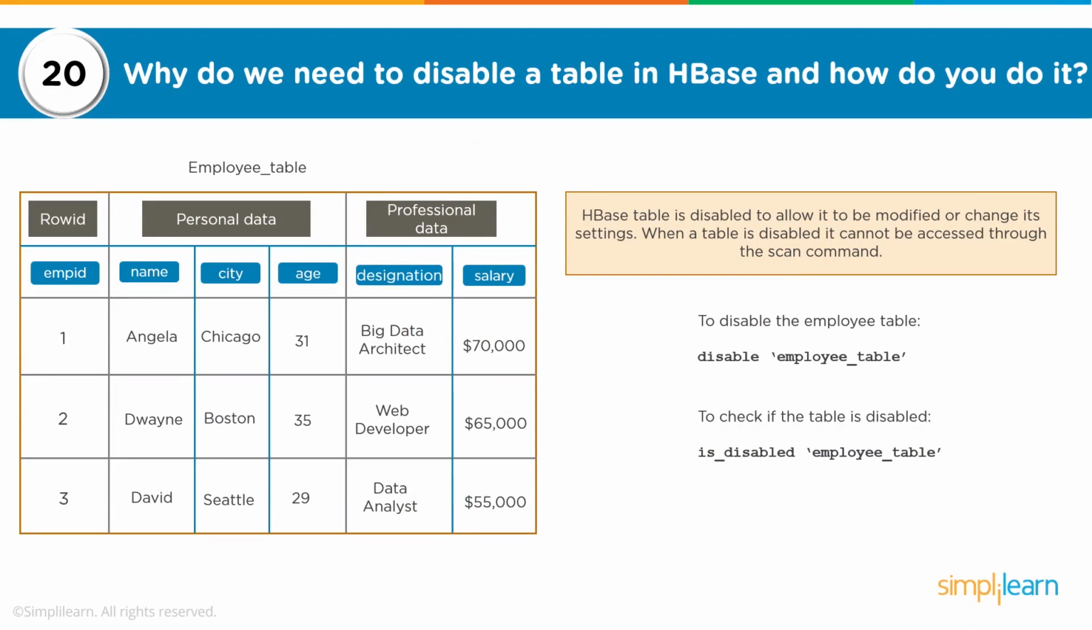Now, if you would want to check the status of a table, you could check that by is_disabled and giving the table name, or is_enabled and the table name. So the question is, why do we need to disable a table? If we would want to modify a table, or we are doing some kind of maintenance activity, in that case, we can disable the table so that we can modify or change its settings. When a table is disabled, it cannot be accessed through the scan command.